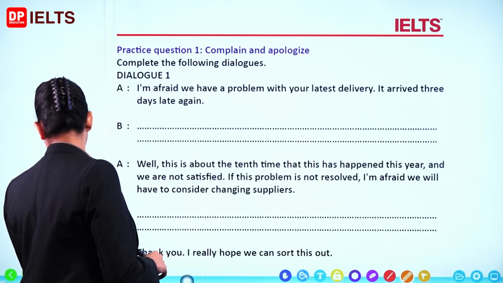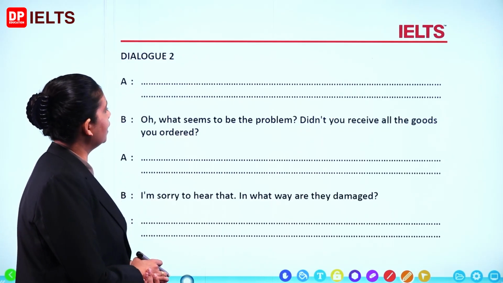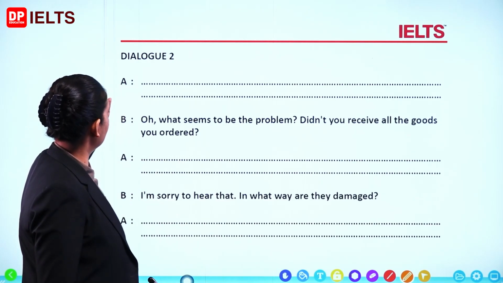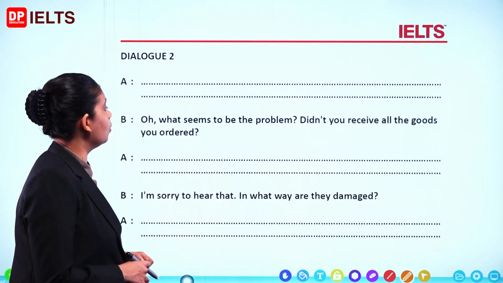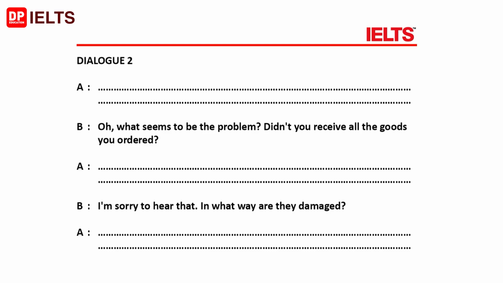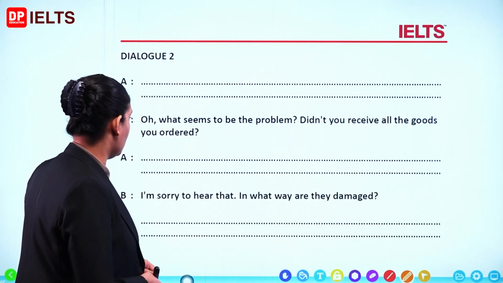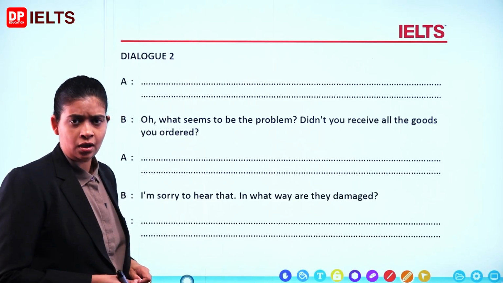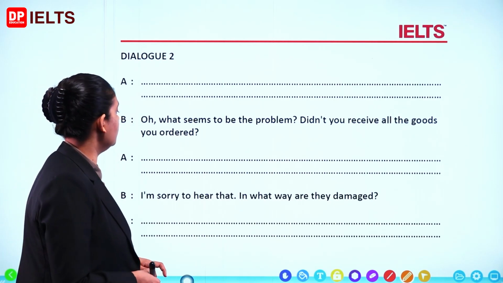Okay, so if you have finished this, there is another dialogue, right? ඉතින් A එක blank මේ පාර B කියනවා oh, what seems to be the problem? Didn't you receive all the goods you ordered? මොකක්ද ප්‍රශ්නේ? ඔයා order කරපු ඔක්කොම දේවල් හම්බුනේ නැද්ද?